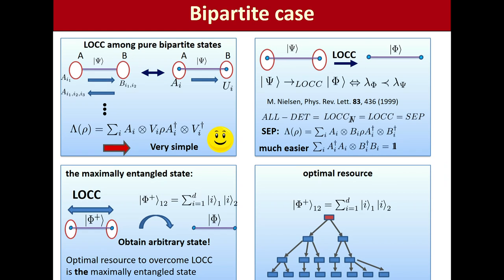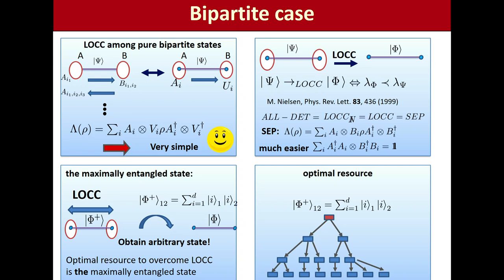The good thing is that in the bipartite case, when we study pure state transformations, so I consider again a state psi, and I transform it to some other state with LOCC, then this difficult problem boils down to something very simple, because you can show that it's equivalent to do just an operation on Alice's side. She communicates her outcome to Bob, who then just applies a unitary. So this boils down to a very simple protocol with a very simple mathematical form.